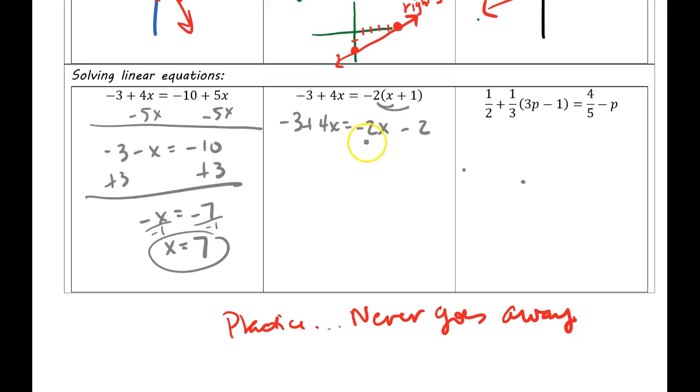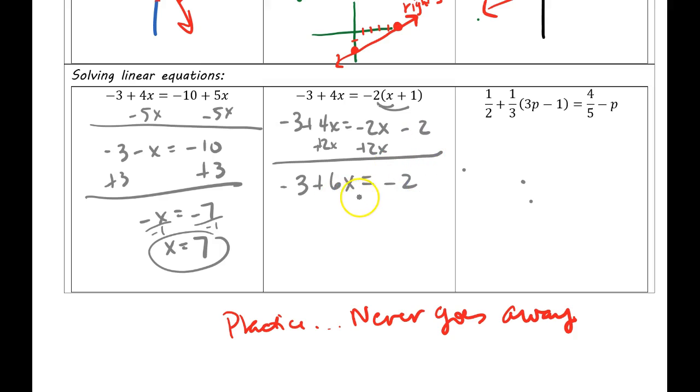And like I told you a second ago, I like to move my x's to this side. So since that was a minus 2x, I'm going to add 2x to both sides. I'm going to recopy what I have here. That's now a 0. Bring down the negative 2.